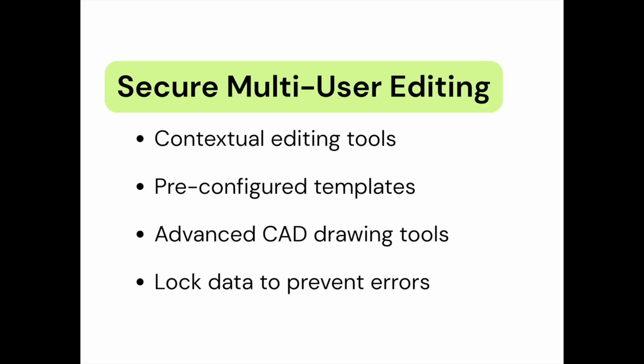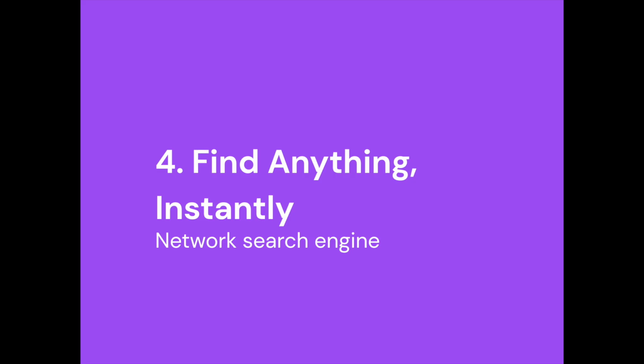Of course, a network map is totally useless if the data isn't reliable, especially when you have a whole team working on it. Zonedge is built for that. It's got these contextual editing tools that make sure the right data goes in the right place, plus pre-configured templates for all your common assets. You've even got advanced CAD tools for super precise design. And crucially, you can lock data down to prevent those accidental changes we talked about, which means your data stays clean.